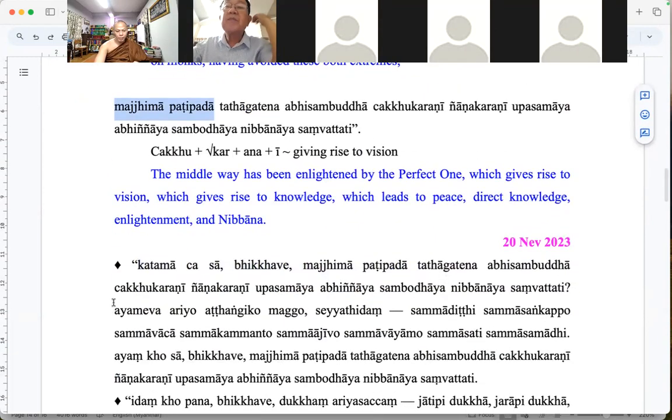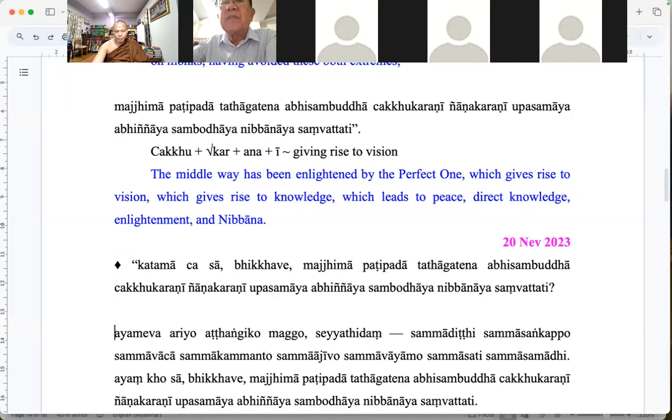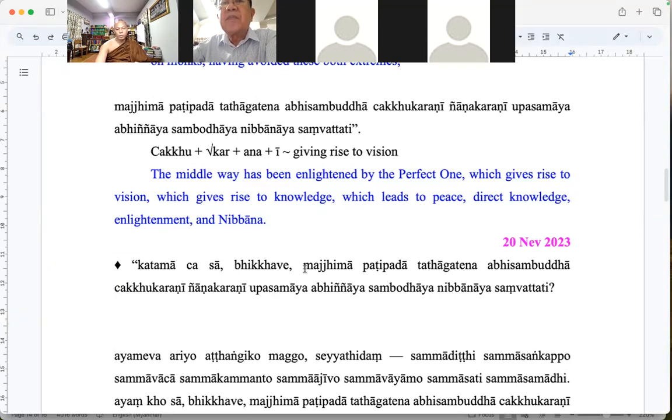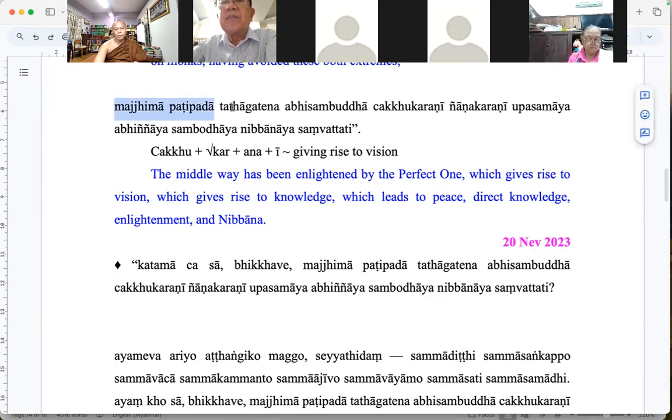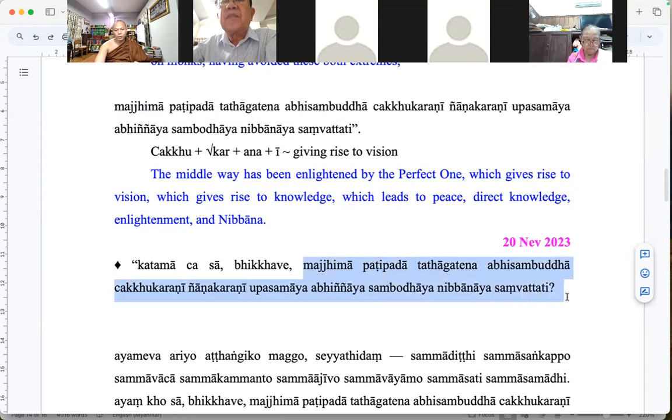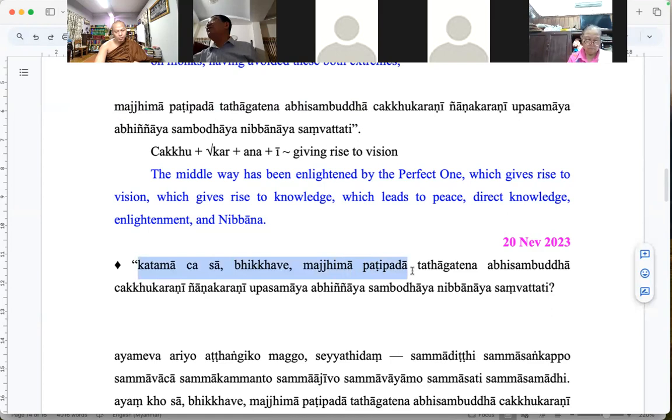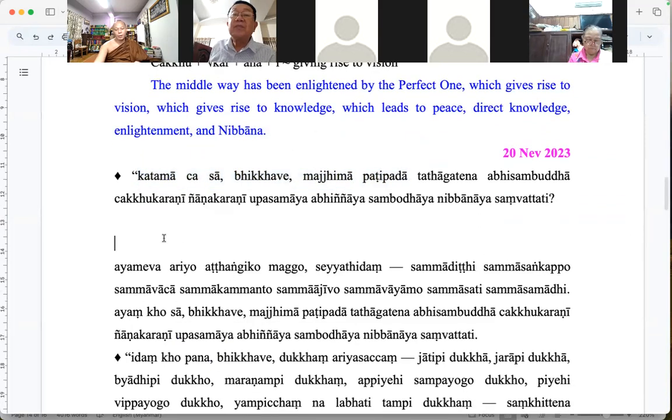Now I will separate that line. In the previous line we already had Majjhima Patipada Tathagatena Abhisambuddha and Samvattati, so that is already here too: katama majjhima patipada tathagatena abhisambuddha cakkhukarani nanakarani. The point is only katama sa majjhima patipada: what is that middle way, or what is the middle part? That is easy for us.